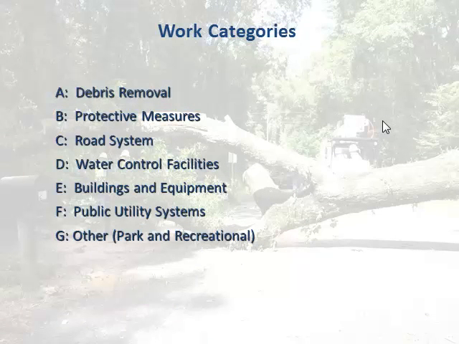All applicants can fall under one of these work categories in order to submit their project worksheets. So for category A and B, debris removal and protective measures, this is emergency work, and emergency work must be completed within 6 months from the declaration date. Categories C through G are permanent work, and this work must be completed within 18 months from the declaration date. Now, for certain private nonprofit entities such as utility companies, most of their work is going to fall under categories A, B, D, and F.